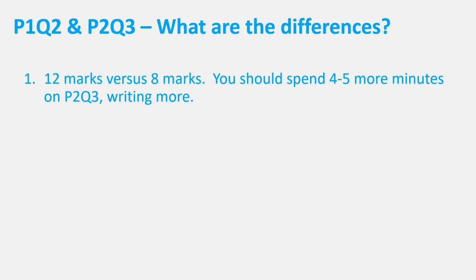Well, the obvious one is the question on paper 2 question 3 is worth more marks. You've got 12 marks here as against 8 marks, so you should write more, and it's probably one paragraph more, about 4 or 5 minutes more.